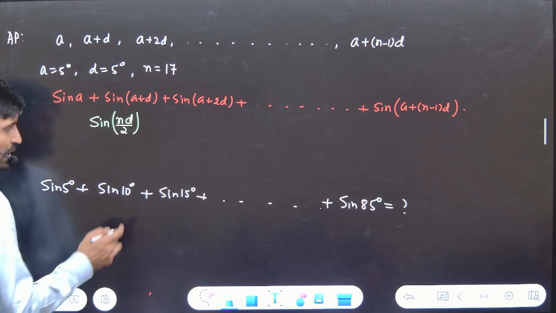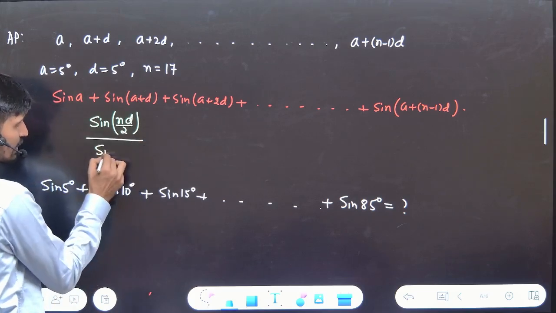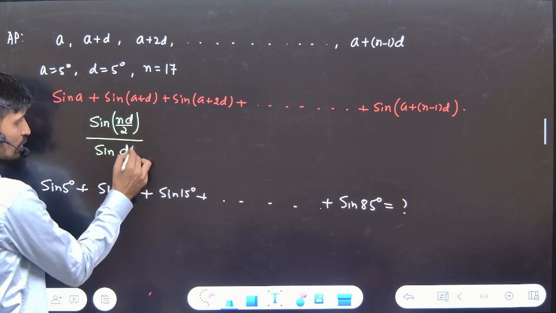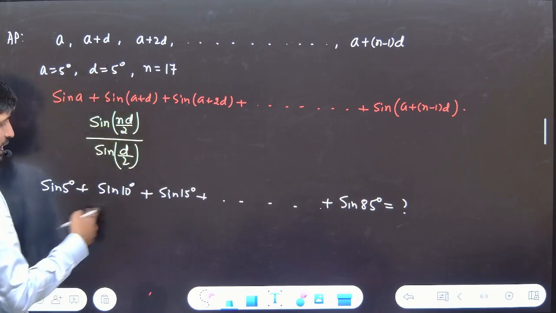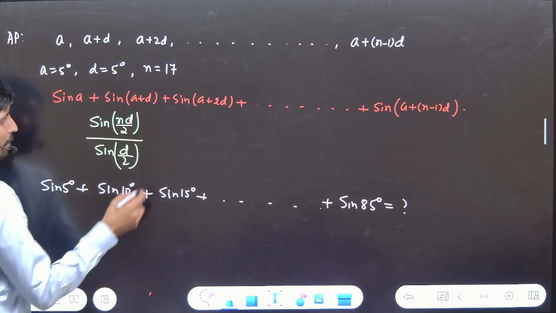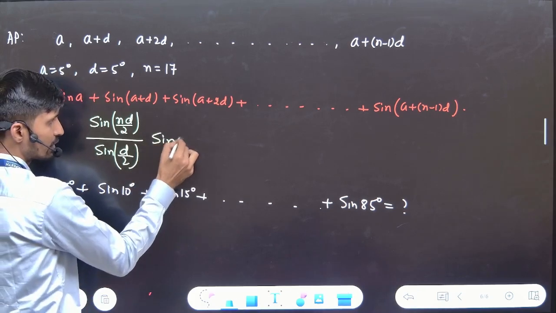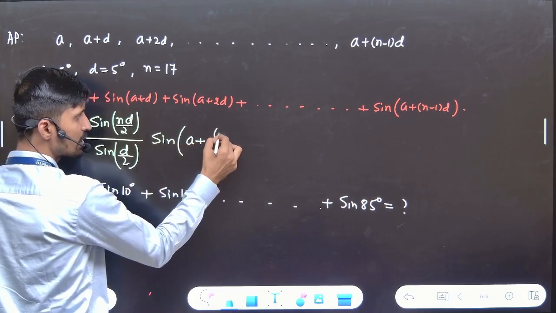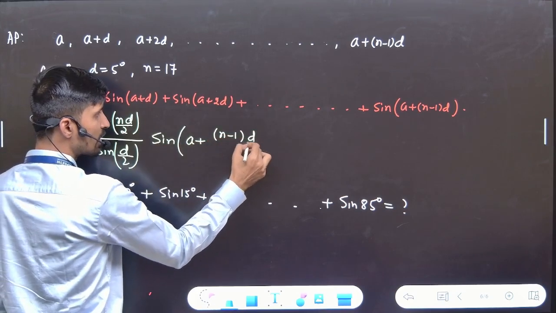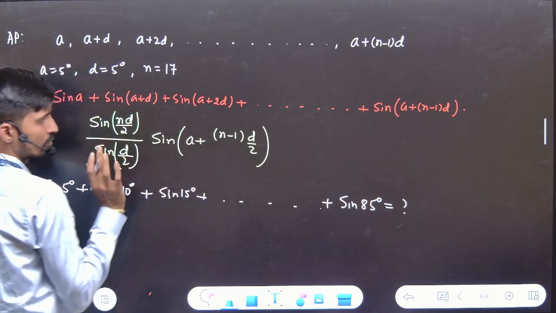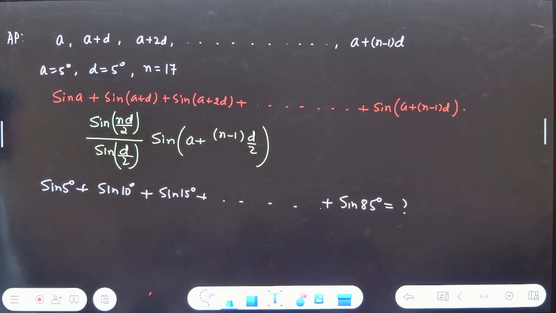Sine n d by 2 upon sine d by 2, where d is the common difference of that angle, into sine a plus n minus 1 d by 2. That's all. This will become the answer. Okay, proof someday I will give.